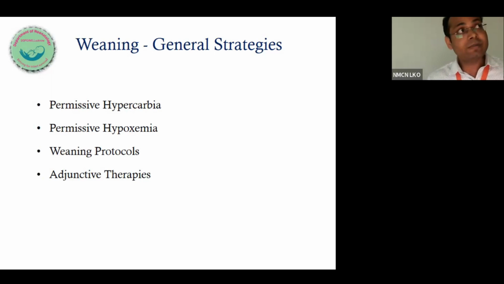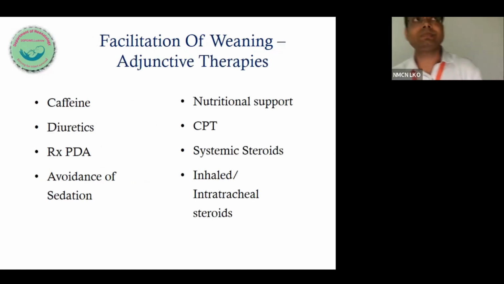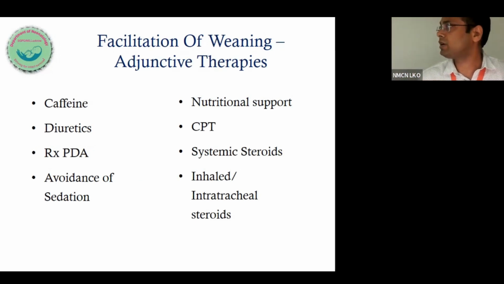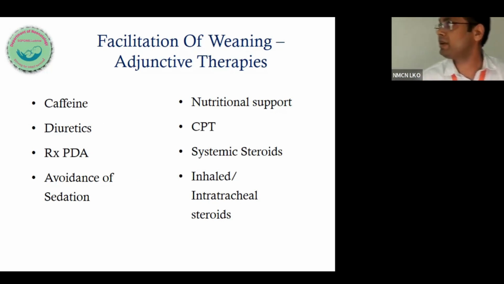Adjunctive therapies can also help in reducing the duration of mechanical ventilation, such as caffeine. Caffeine, we know, reduces the duration of mechanical ventilation, and then not all PDAs should be treated, but for those babies on mechanical ventilation who have a hemodynamically significant PDA, on a case-to-case basis, these might require either medical or surgical correction. Then avoidance of sedation.